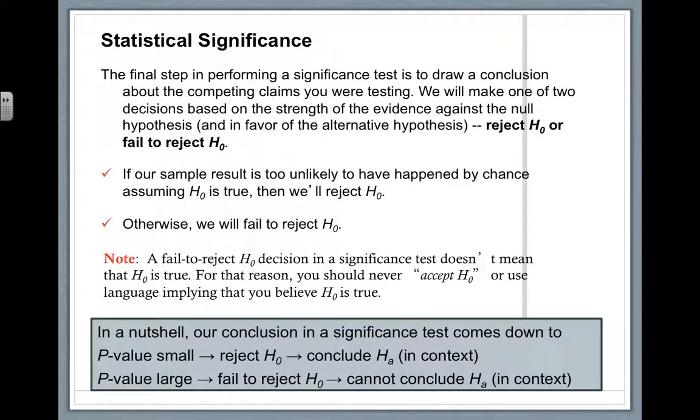So in a nutshell, our conclusion in a significance test comes down to this: if you have a small p-value, you're going to reject your null hypothesis. You'll conclude that your alternative hypothesis is true. But with a larger p-value, you're going to fail to reject your null hypothesis because you cannot necessarily conclude that your alternative hypothesis is true, at least not from the evidence that you may have.